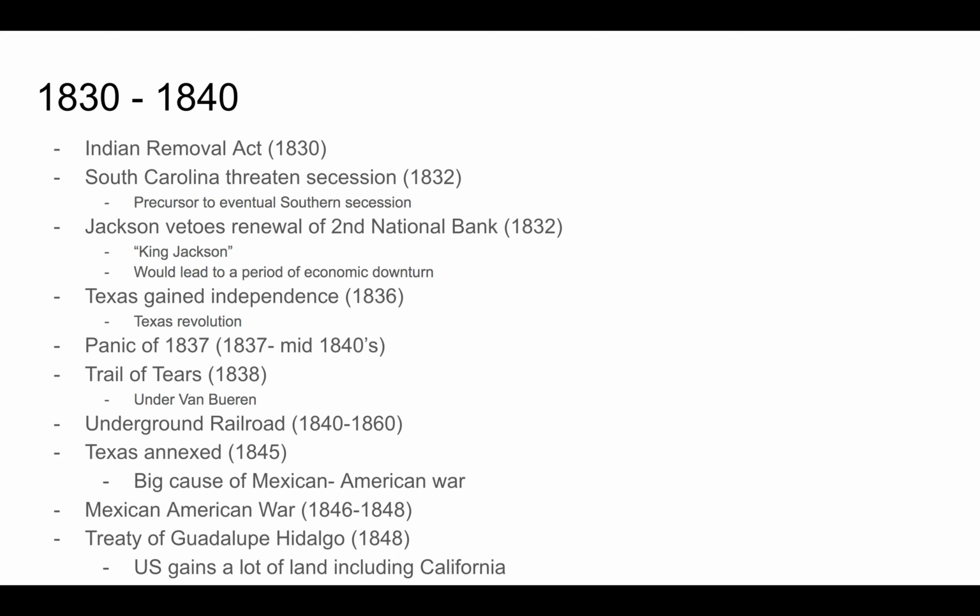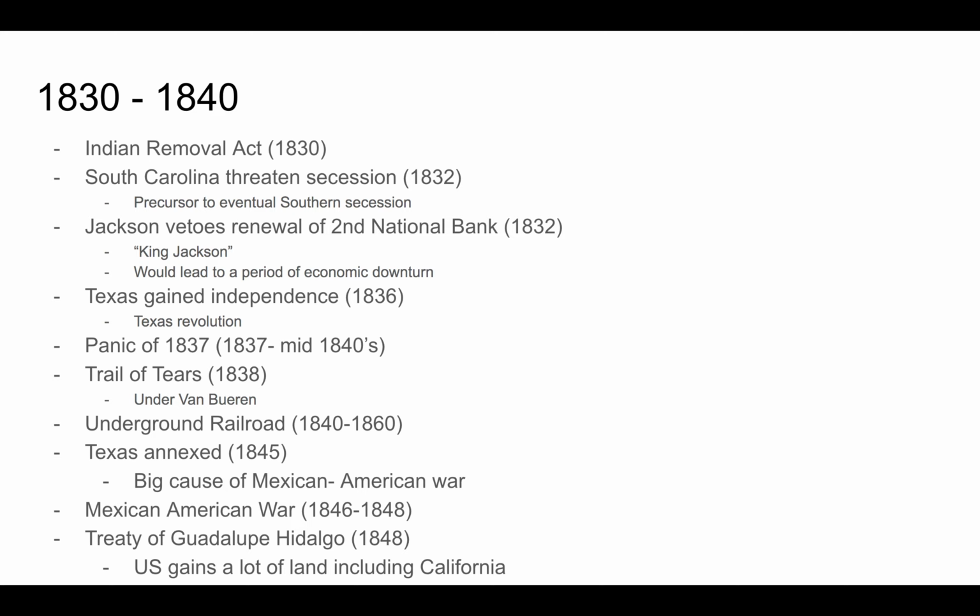After that, in 1832, we have South Carolina threatening secession over the Tariff of Abominations, and this would be the precursor to eventual Southern secession. After that, in 1832, Jackson vetoes the renewal of the Second National Bank. This was the event that portrayed Jackson as, quote unquote, a tyrant, and he was nicknamed King Jackson. And Jackson vetoing the renewal of the Second National Bank would lead to a period of economic downturn.